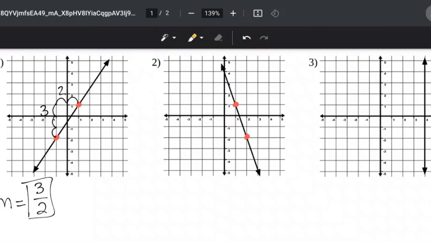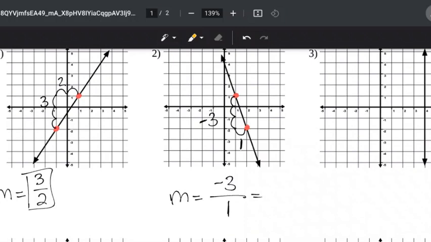So I'm going to start again at the point on the left. We're looking for our slope, our rise over our run. So from the point on the left, we go down 1, 2, 3. Going down is a negative movement. So that's -3 for our rise. And our run to the right 1, so that's +1. So our slope is -3.